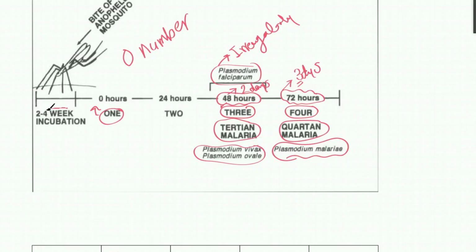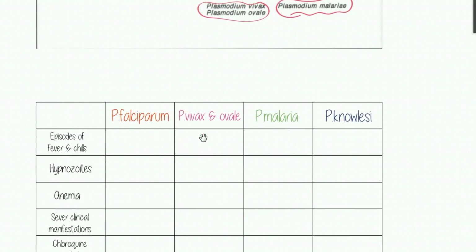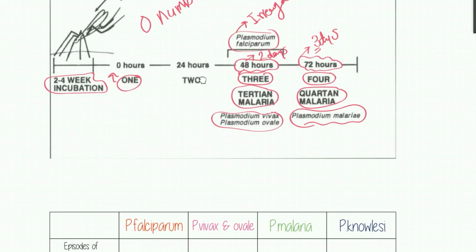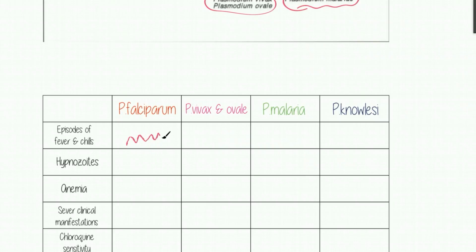So here also the incubation period, when the mosquito injects the sporozoites, is 2 to 4 weeks until the symptoms occur. Here's a table that summarizes the things that we said, and also another very important piece of information. We start from here, the manifestation, and here is the organism. Episode of fever and chills, when it does come. In Plasmodium falciparum, as we said, it is irregular, so we don't know exactly, but it is from 48 to 70 hours.